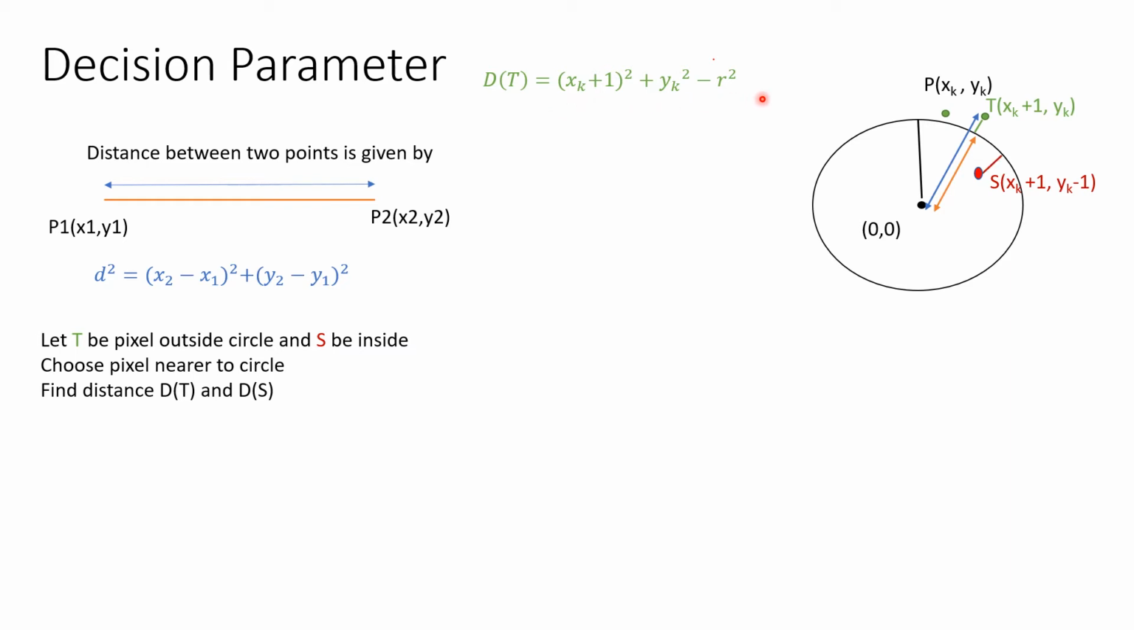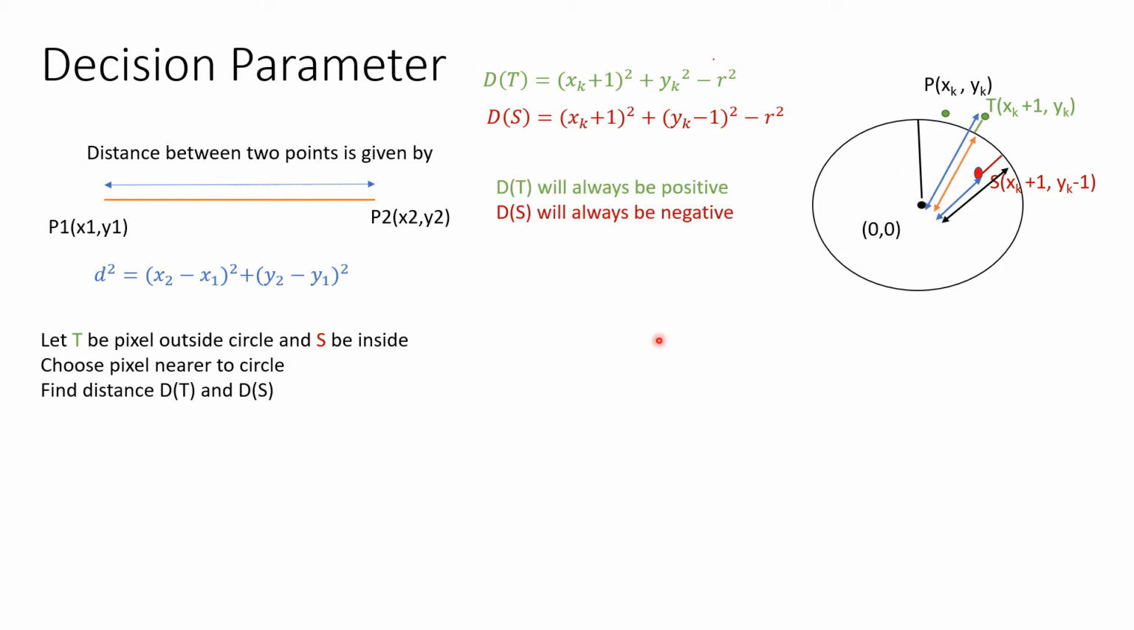Another distance value, the distance of s from the circle path, is again obtained by subtracting two quantities: the squared distance between 0, 0 and s, minus r square. So we get ds as this. Now in both cases, dt is calculated as a bigger quantity minus a smaller quantity, so dt will always be positive, whereas ds is obtained by subtracting a bigger length from a smaller length, so it will always be negative.